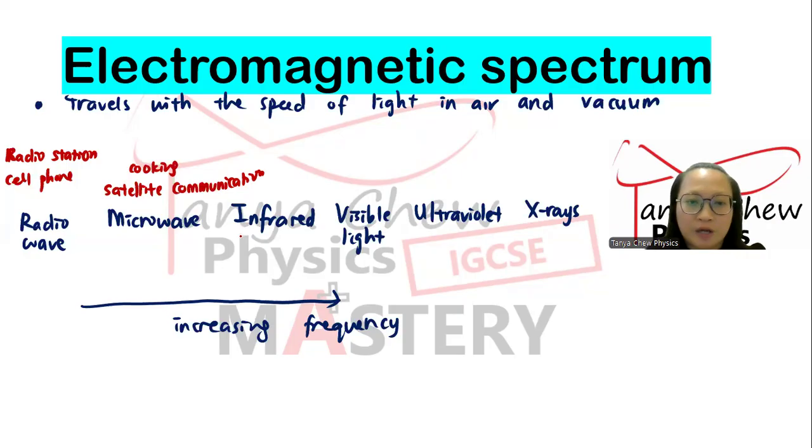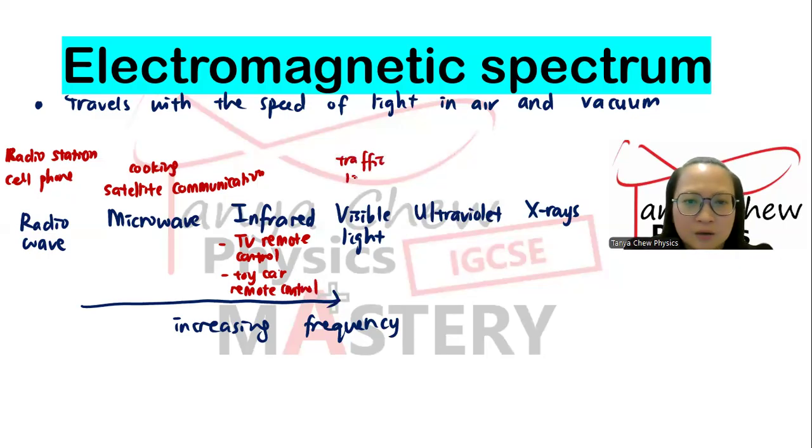Infrared is being used in the TV remote control. So when you press the TV remote control, you can see red light, that's infrared. Or you can use it in toys remote control. Visible light, maybe traffic light, the light that you can see. Red, green, yellow. Ultraviolet, sterilization of the medical equipment. X-ray, used for X-ray. Gamma ray is used for cancer treatment.